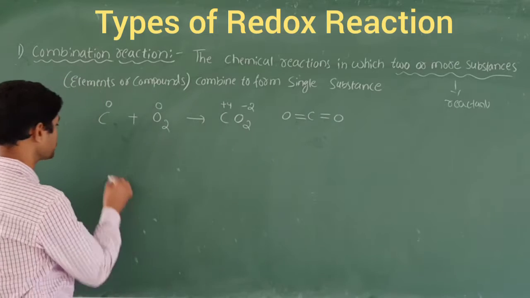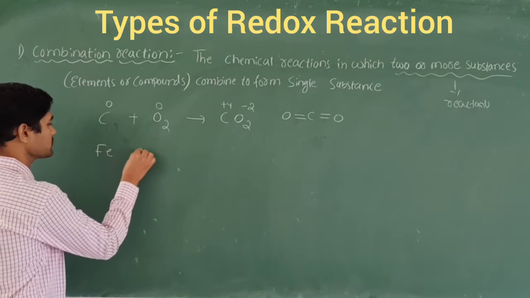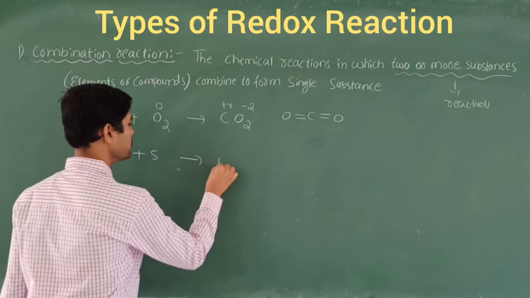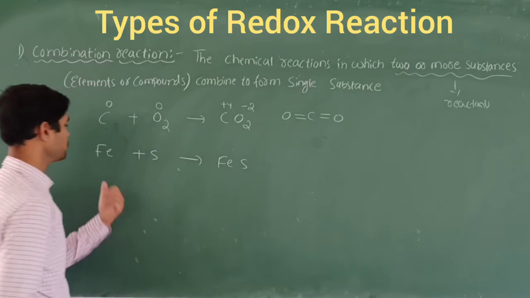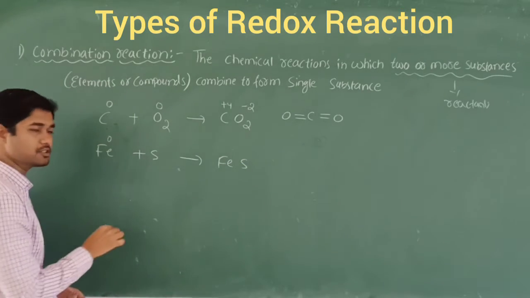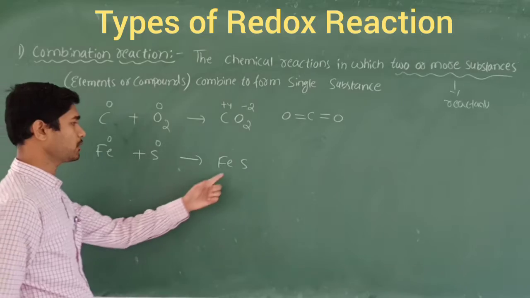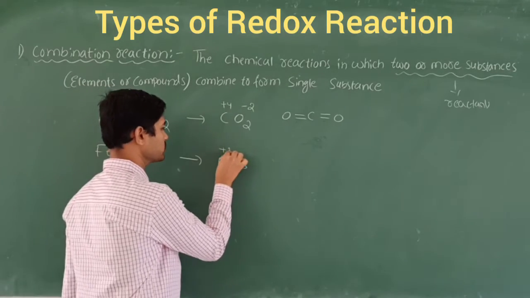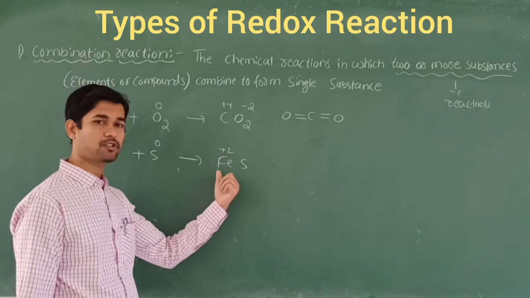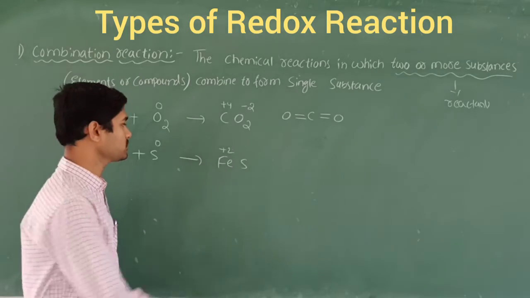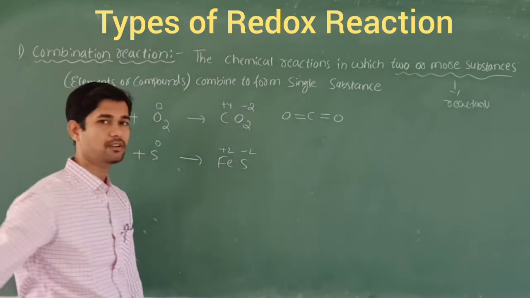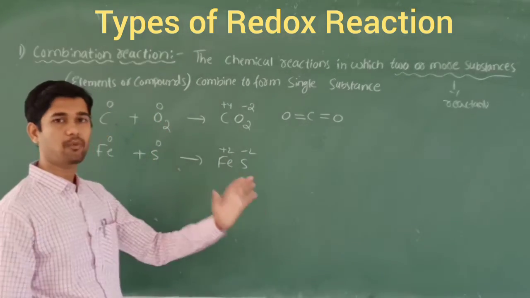Let's take a simple example: Fe plus S, which forms ferrous sulfide. Here also it is in the uncombined state, so 0, and this is also 0. But what about here? This is +2. Why is it +2? Because iron is an electropositive metal, right? And sulfide is -2. So this is also an example of a combination reaction.